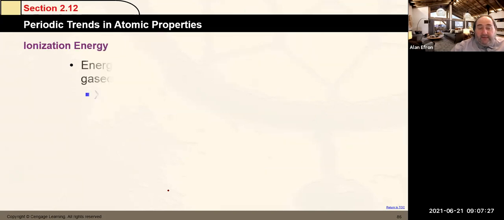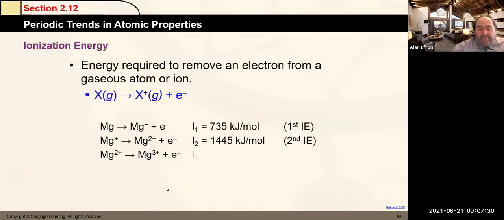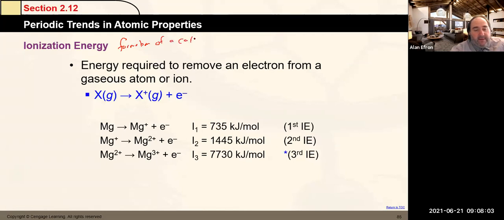All right, so let's talk about some of these other important trends. The next important trend is ionization energy. Ionization energy is the energy that's required to remove an electron from the gas phase of an atom. When we remove an electron, that is typically when we make a cation. So when we talk about ionization energy, we're really talking about the formation of a cation, or a positively charged guy. It's going to lose electrons.